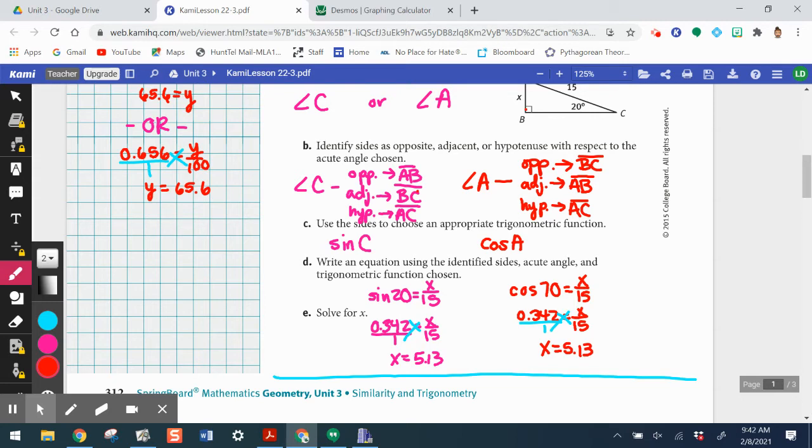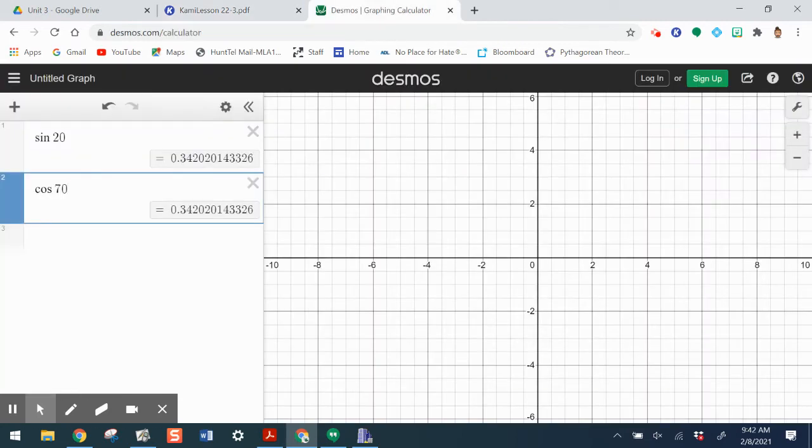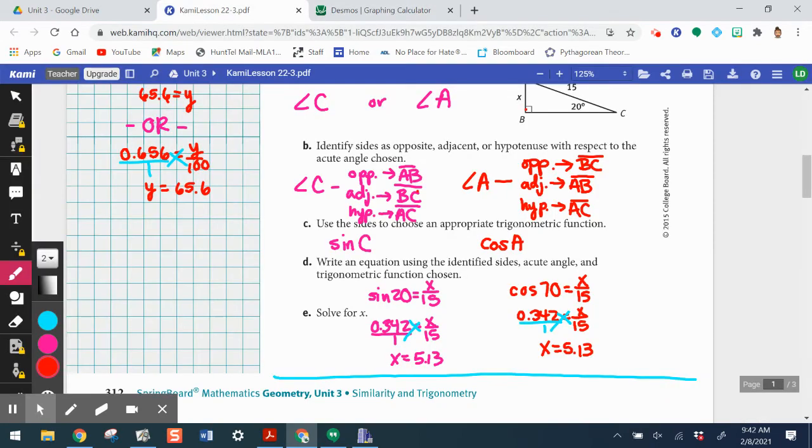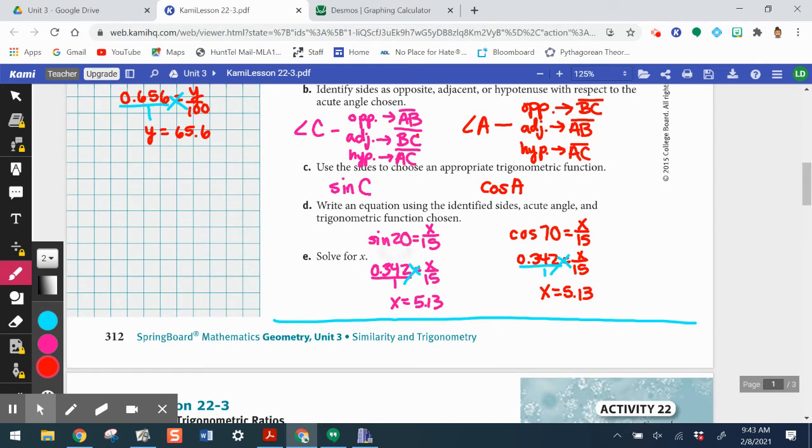Well, I went over to Desmos and I actually calculated the sine of 20, and the sine of 20 is 0.342, rounded to the nearest thousandth place. So I replaced sine of 20 with 0.342 equal to x over 15. And then using this method here, I put 0.342 over 1 and use cross multiplication to find that x equals 5.13.